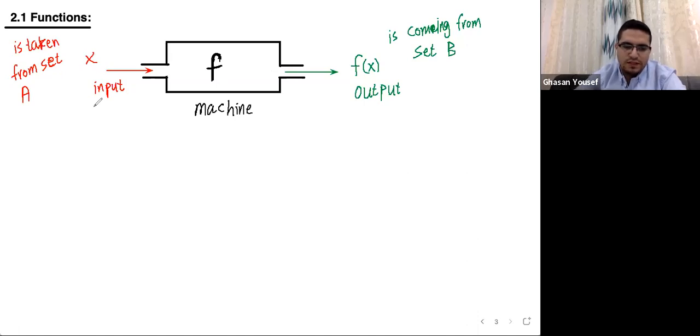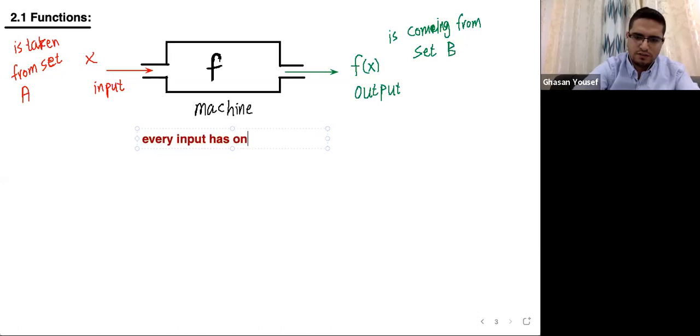Also we should know every input has only one output. This machine, for every input, gives me only one output. This is a very important thing here: every input has only one output.